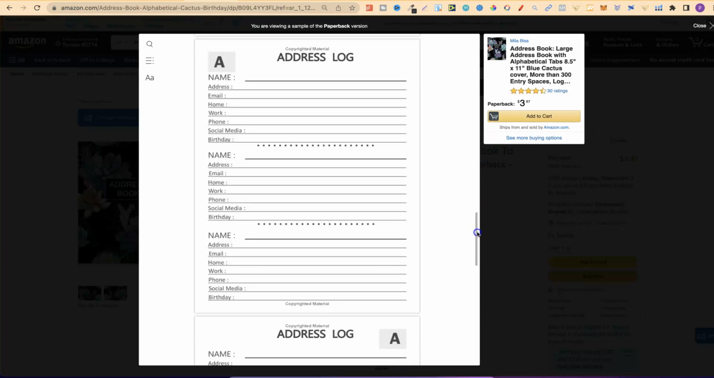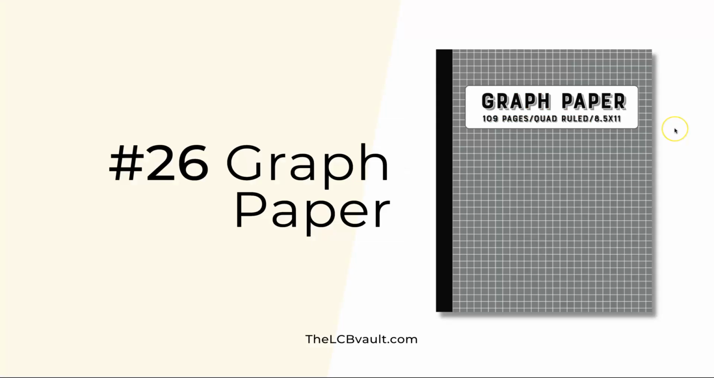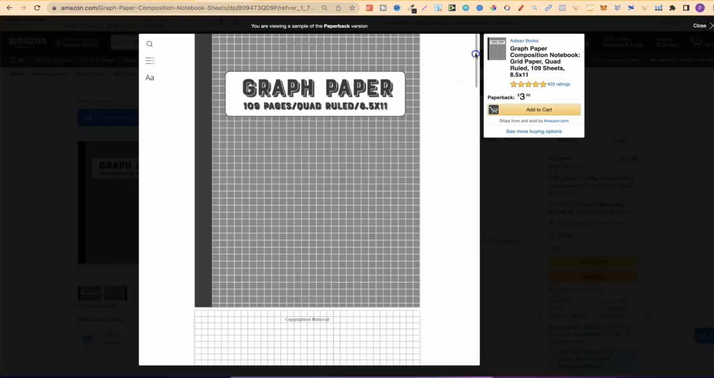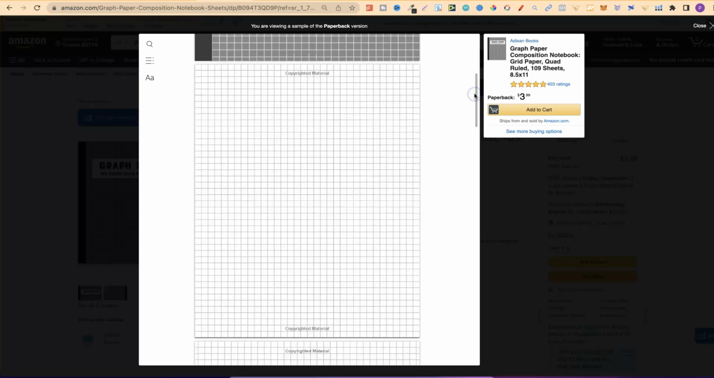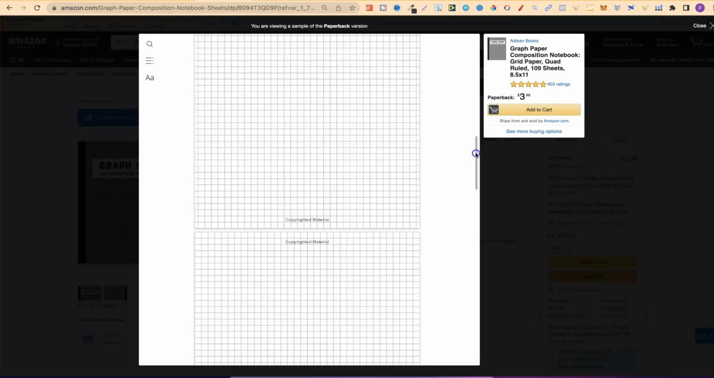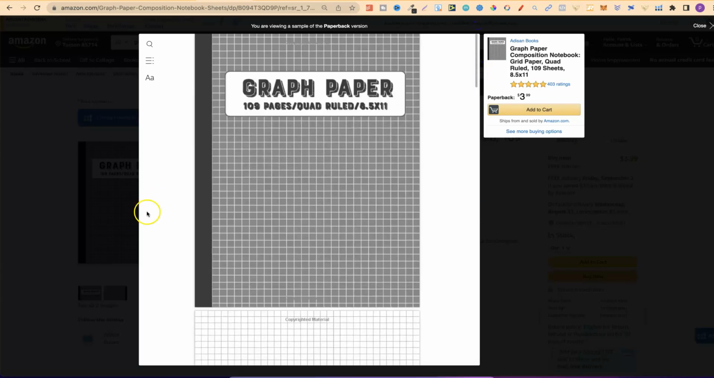If we scroll down to here, we can then see that address log. And if we look, something like this, again, is going to be pretty simple to create, and you can create this within Canva. Book number 26, and that's graph paper. Now, if we come over to Amazon and take a little look, this graph paper is really easy to get. You can get them on websites like the ones which I'm about to share nearer the end of the video. But if we take a look throughout the book, very, very simple, because it's just graph paper.